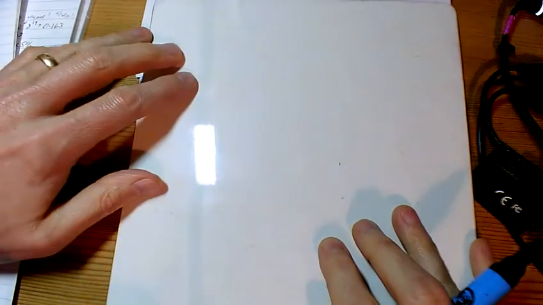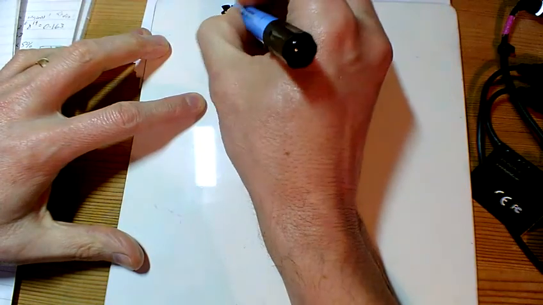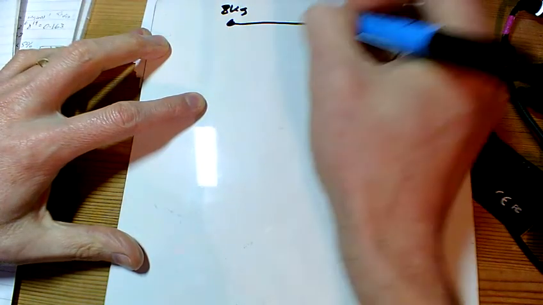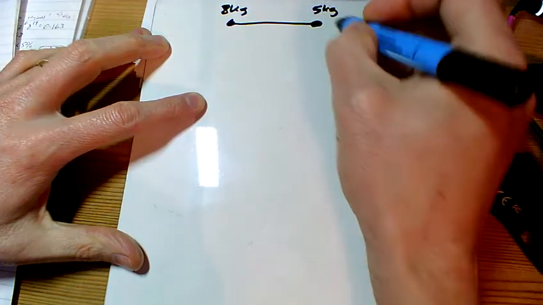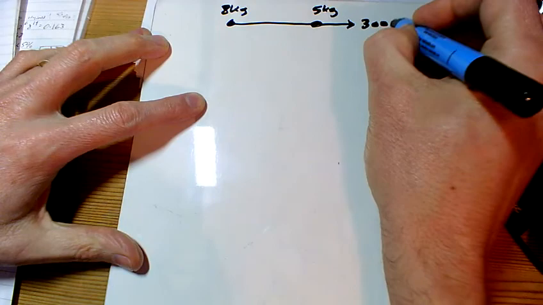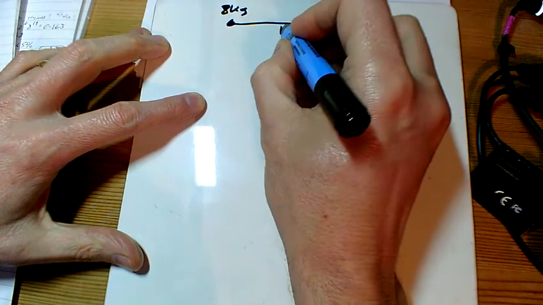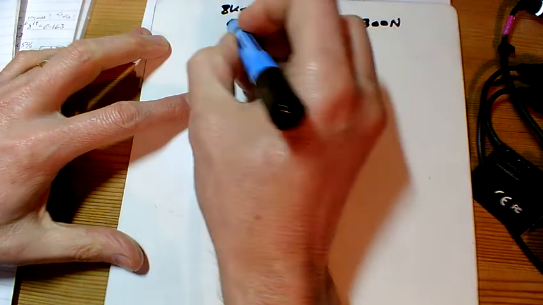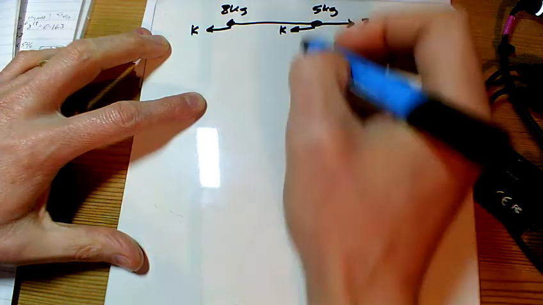It's quite a lot to question 60 here. So we'll start off with drawing our diagram. We've got an 8 kilogram particle here joined by a light inextensible string to a 5 kilogram particle here. It's being pulled by a force of 300 newtons, and we've got a resistance force, a friction of K on that one, and also a friction force of K on that one there.